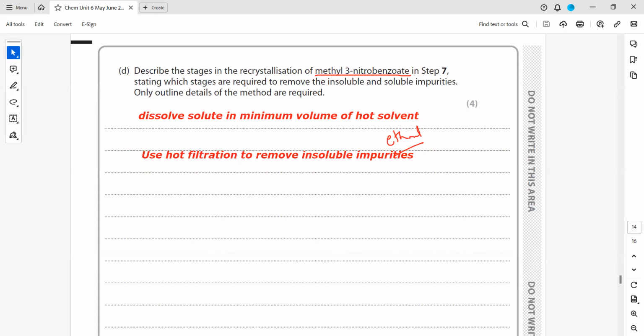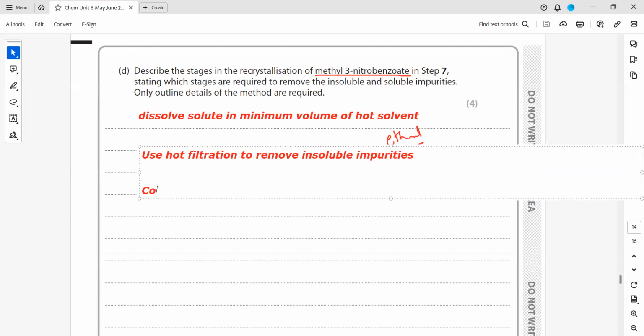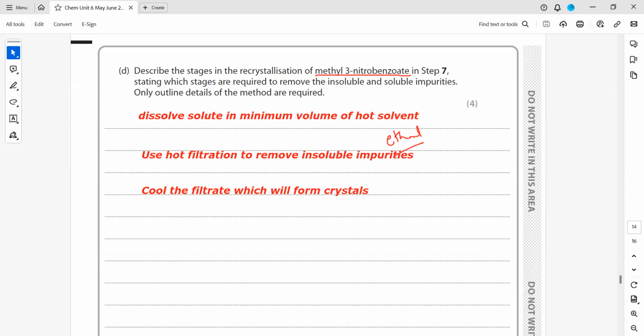Then the third point, we will cool the solution and it will form a solid. Cool the filtrate, which will form crystals. And at the last, we will again cool the solution, and the precipitate of a solid will form.